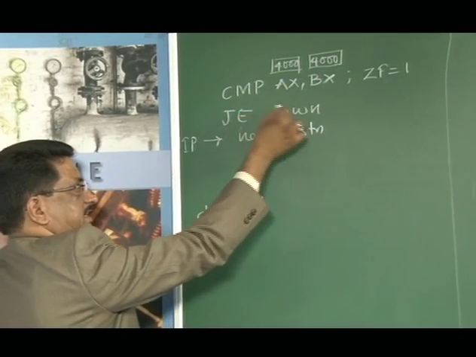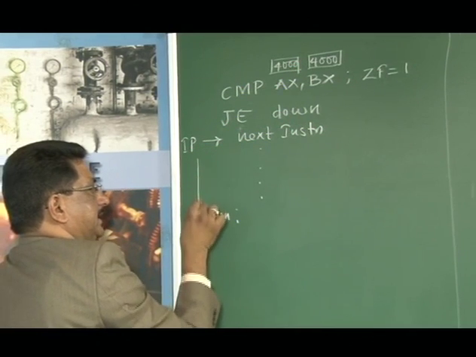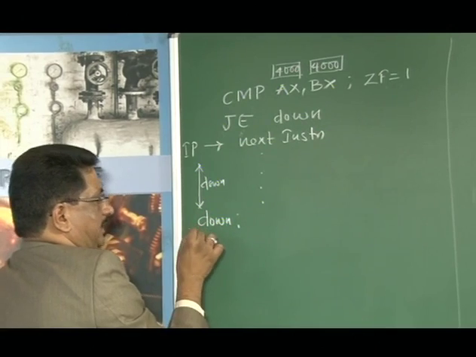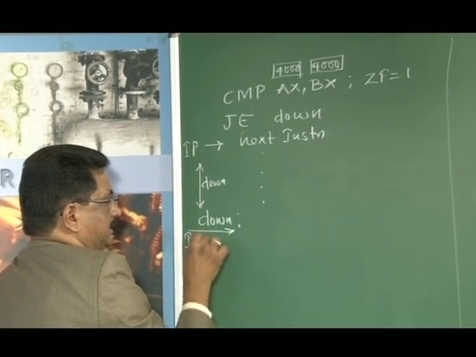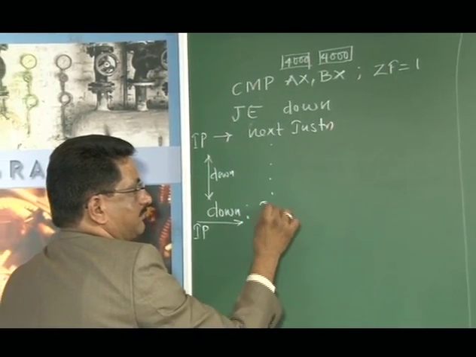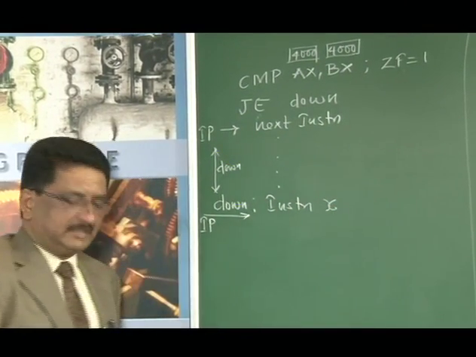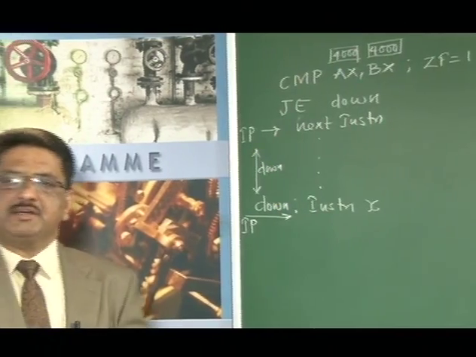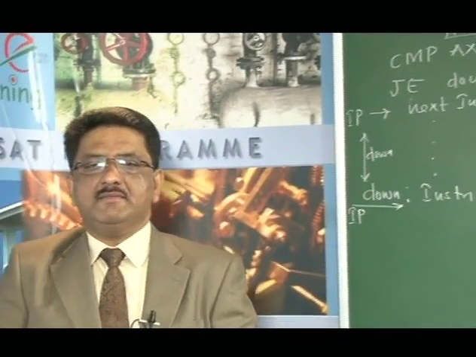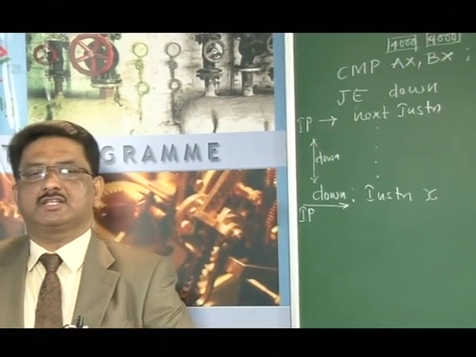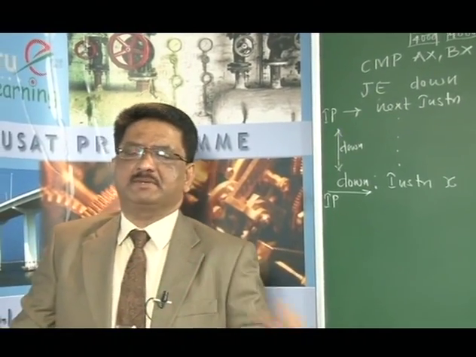But when the condition is true, say for this IP, this displacement that is down is added, so that IP will point to this location where I will have some instruction X here. That is how basically your jump operation happens. And remember, whenever we perform the jump operation, it should be preceded with some arithmetic or logical operation, or generally it will be preceded with a compare instruction.